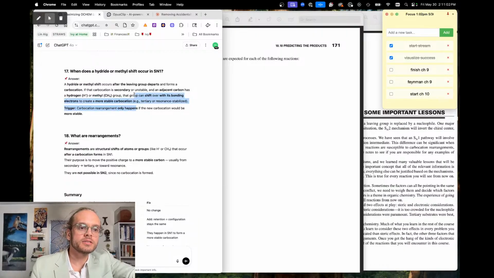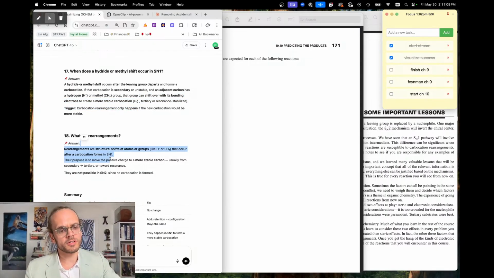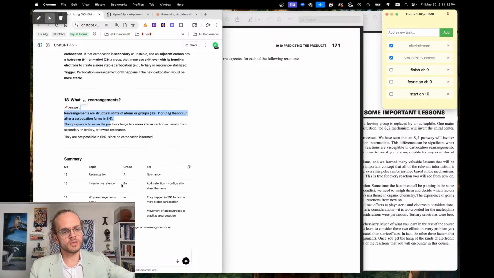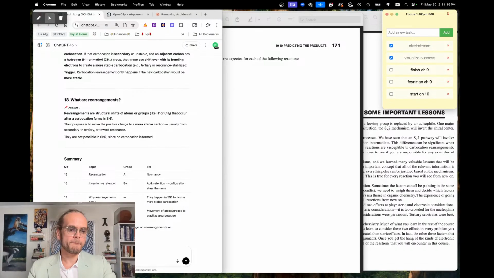Resonance stabilized. Rearrangements are structural shifts that occur after carbocation and SN1. Got it. Here is chapter 10.